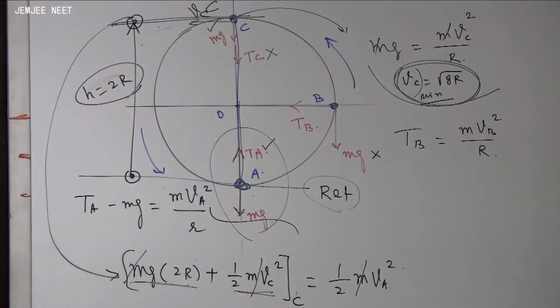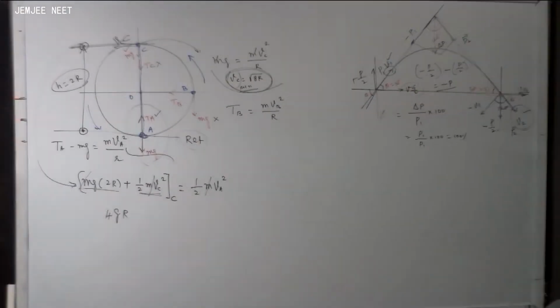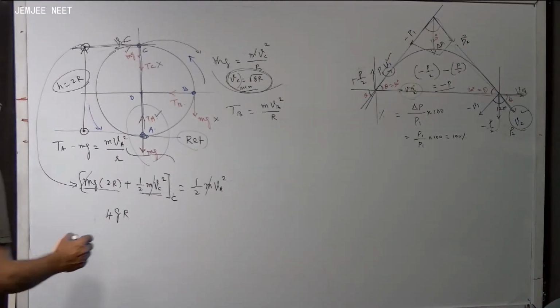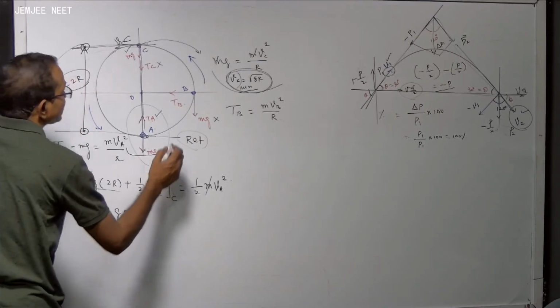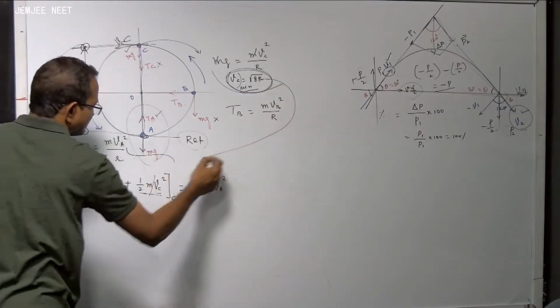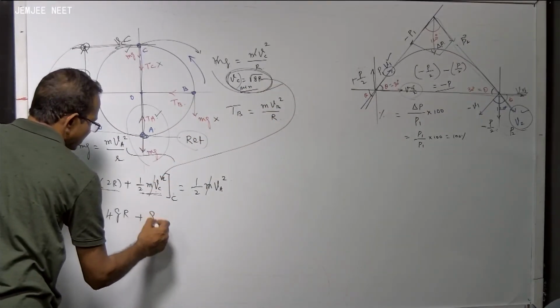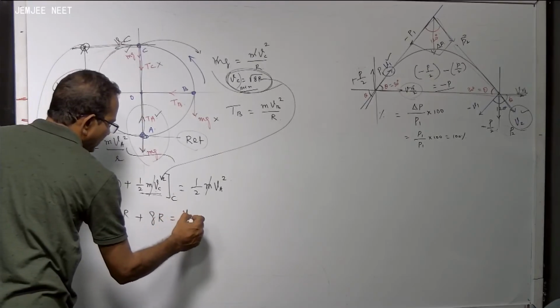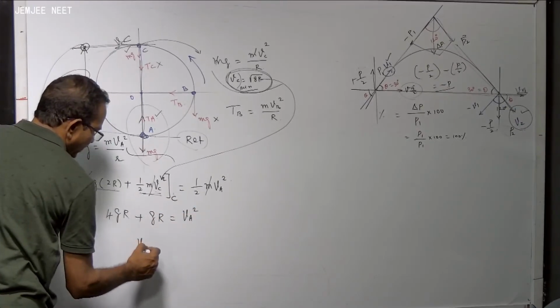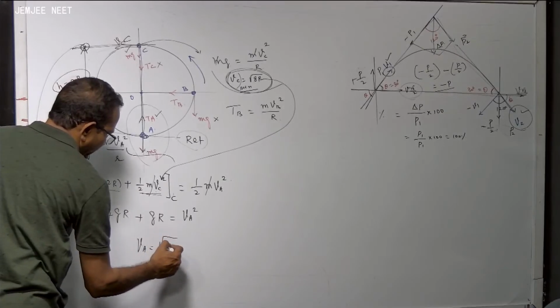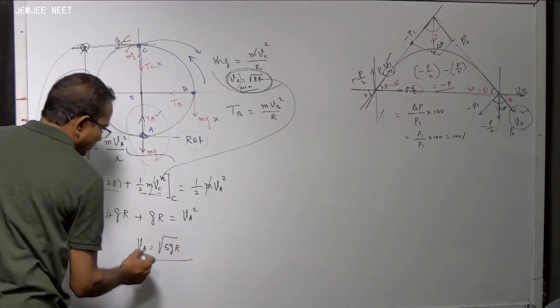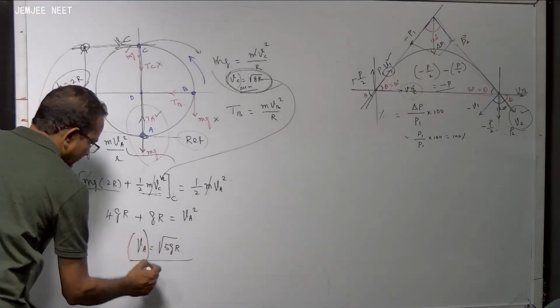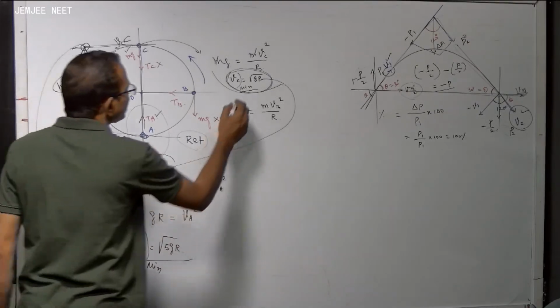4gr plus, for VC put what? What is VC? It is gr. That equals VA square. So VA is equal to square root of 5gr. So this is the minimum speed again.